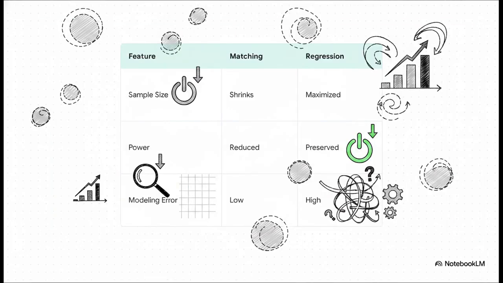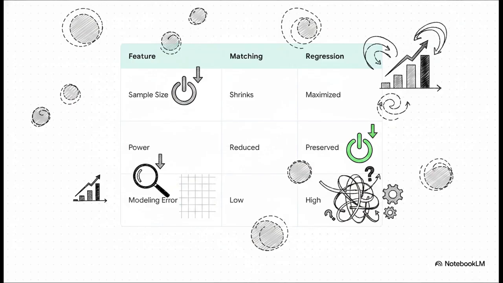Let's really break down the exact consequences of that trade-off. Check out the sample size. With propensity matching, because you literally discard unmatched patients, your sample size inherently shrinks, and that directly reduces your statistical power. Multivariable regression, on the other hand, preserves the full data set. That provides a massive operational advantage by maximizing power.